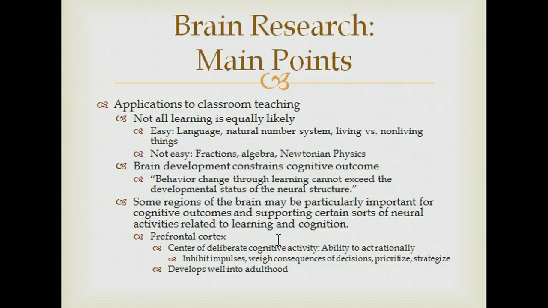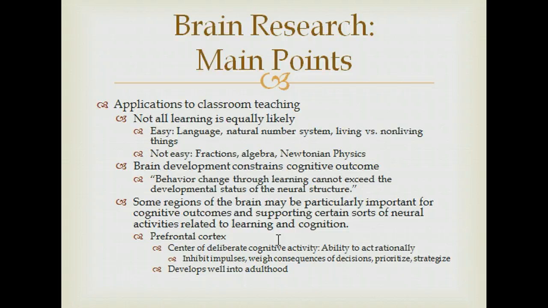We also learned that brain development constrains cognitive outcome. And a quote from the book says, "behavior change through learning cannot exceed the developmental status of the neural structure." So this just means that your brain has to be developmentally ready to take in and learn and retain new information, which really relates back to what Piaget said, when Piaget said that development needs to occur before learning can occur.